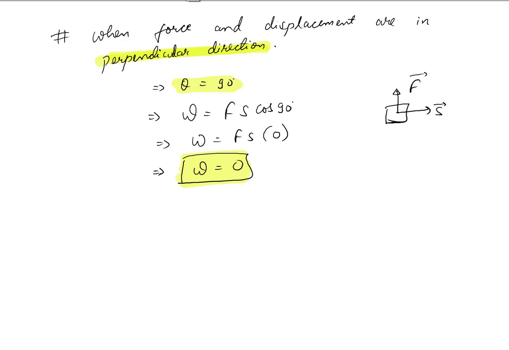And when force and displacement are in the perpendicular direction to each other, then we can say that theta, the angle between F and S, will be equal to 90 degrees, and in that case work done will be equal to 0.